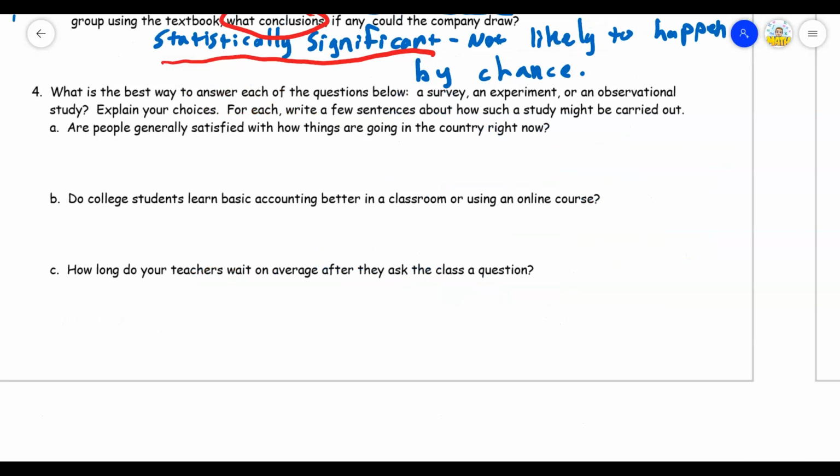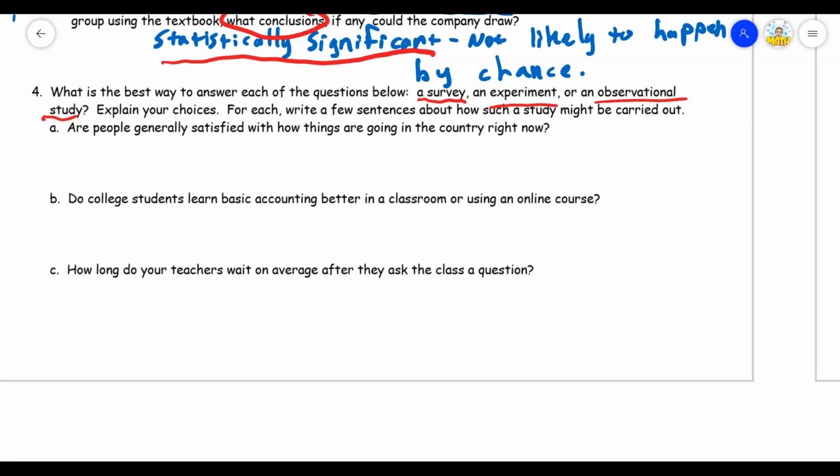Okay, so let's go ahead and look at number 4 together. What's the best way to answer each of these questions below? We have 3 choices: survey, experiment, or an observational study. Okay, and a lot of times a survey is part of an observational study, but they can be a little bit different. Explain your choices for each, write a few sentences. We'll do this in a multiple choice fashion though. Let's take a look at the first one.